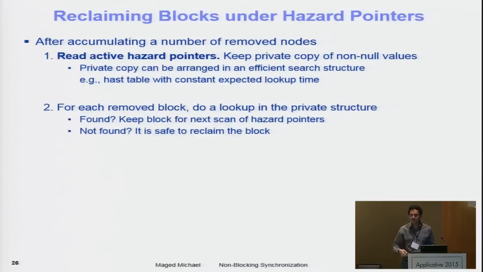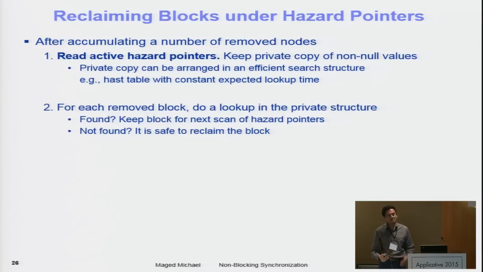On the flip side, this is the remover. The remover thread, all it needs, for performance purposes, is to accumulate a bounded number of blocks that are removed. So it doesn't have to do this every time, but it can collect a bunch of them. And all it needs is to read the active hazard pointers of the traversers. And these reads don't even have to be atomic. Just read them bit by bit in any order. It doesn't matter. And this is the only shared operation that the remover needs to do.